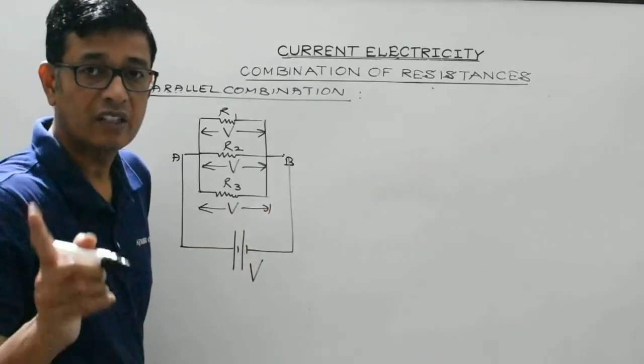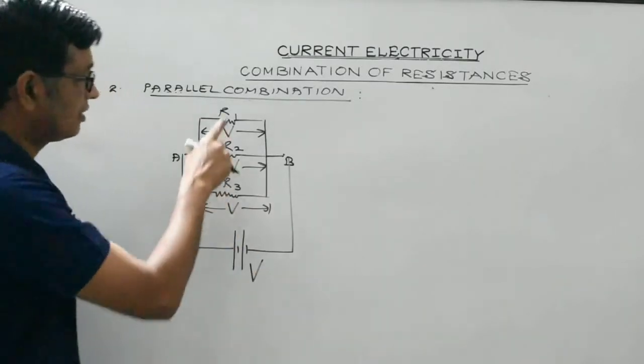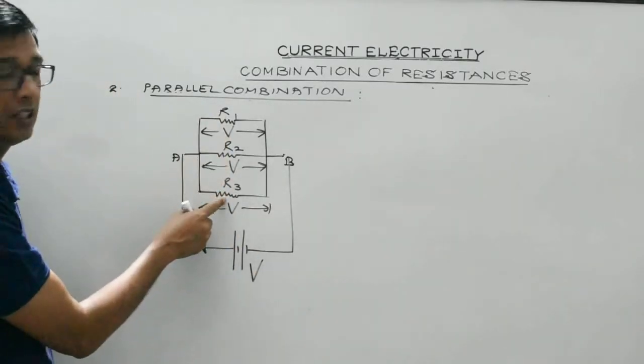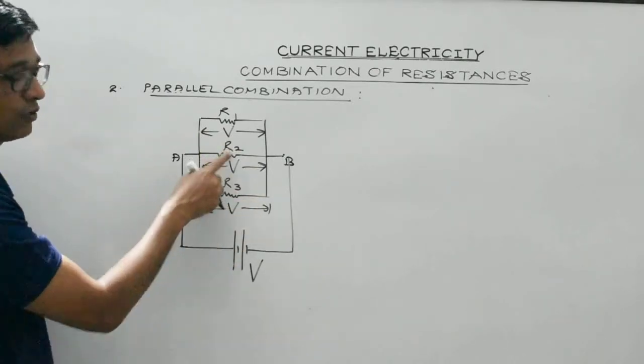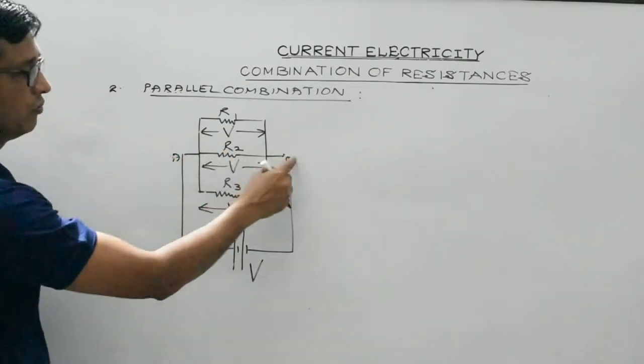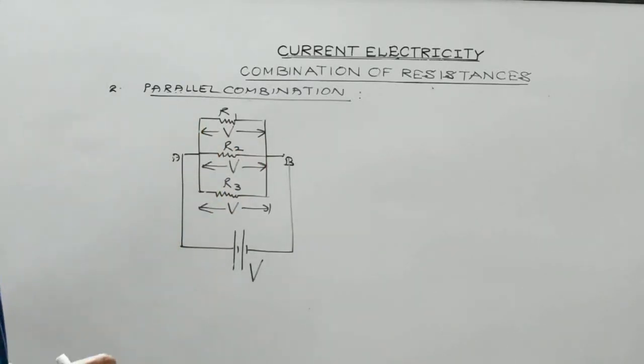So again, students, I repeat, two or more resistors are said to be connected in parallel if the potential difference across each of the resistors is same as that of the applied voltage when we consider two given points. Right? So this is the mandatory condition.